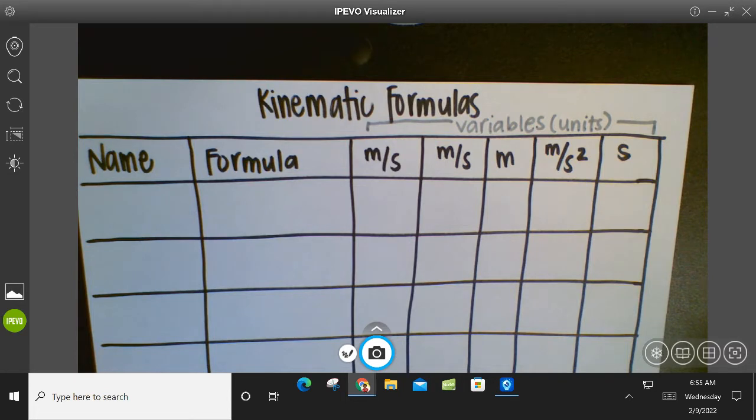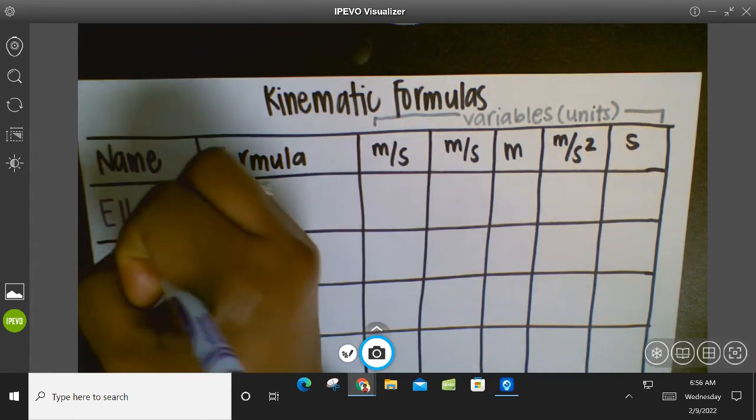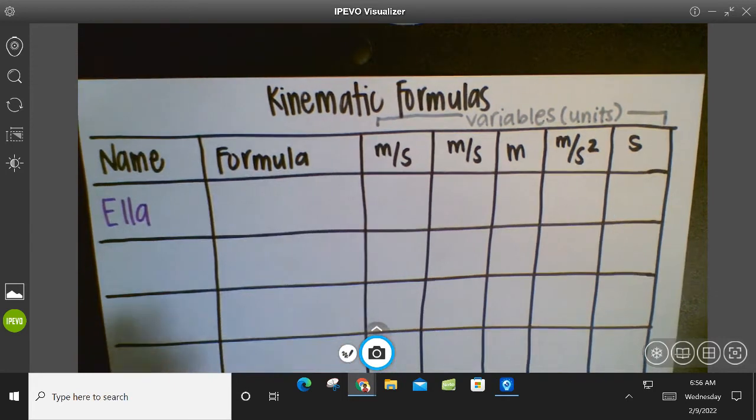Now, something a little different is we are going to name our formulas. All right. And so the first formula that we're going to look at is called Ella. Because, typically with the speed and velocity and acceleration, you guys are like, oh, I'm going to use the speed formula. I'm going to use the velocity formula. Well, these are all kinematic formulas. So if we give them a name, it kind of helps them stand out from each other. So the first formula is called Ella.